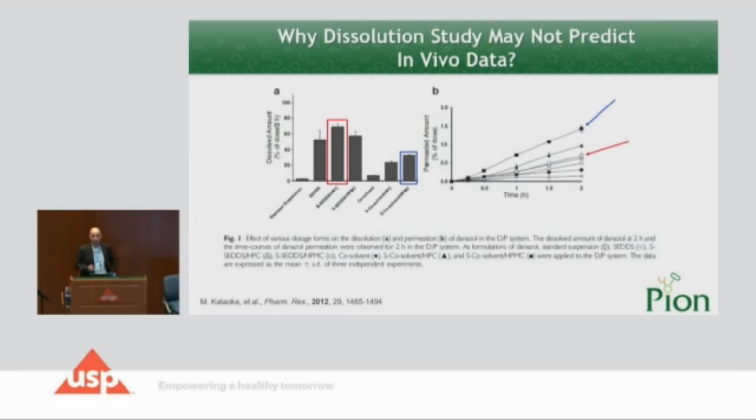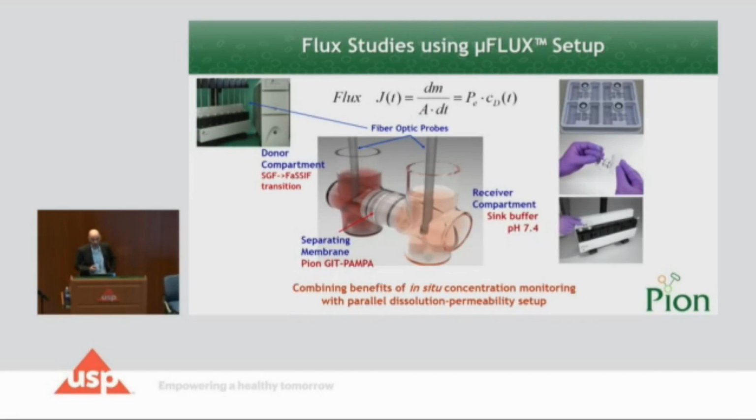Several years ago, Pion introduced a device which we called microflux. This is a very similar idea to the Ussing chamber, which was introduced previously. What we have here is a donor compartment where we can introduce our formulation or drug, and it's usually a small volume, so this particular device is used in the early development or discovery stage.